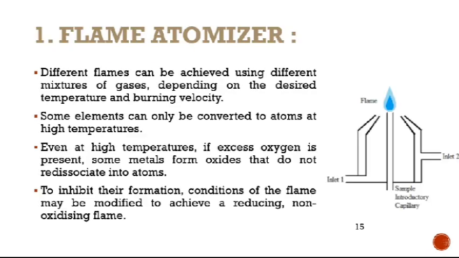Different flames can be achieved using different mixtures of gases depending on the desired temperature and burning velocity. Some elements can only be converted to atoms at high temperatures. Even at high temperatures, if excess oxygen is present, some metals form oxides that do not redissociate into atoms. To inhibit their formation, the conditions of the flame may be modified to achieve a reducing, non-oxidizing flame.